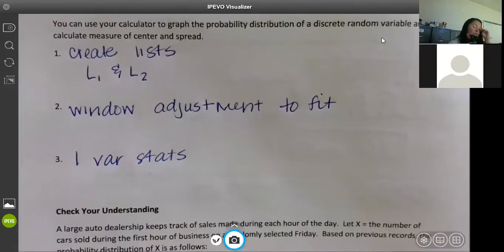All right, so this is check your understanding. I'm going to write it by hand and we're going to do it in the calculator.